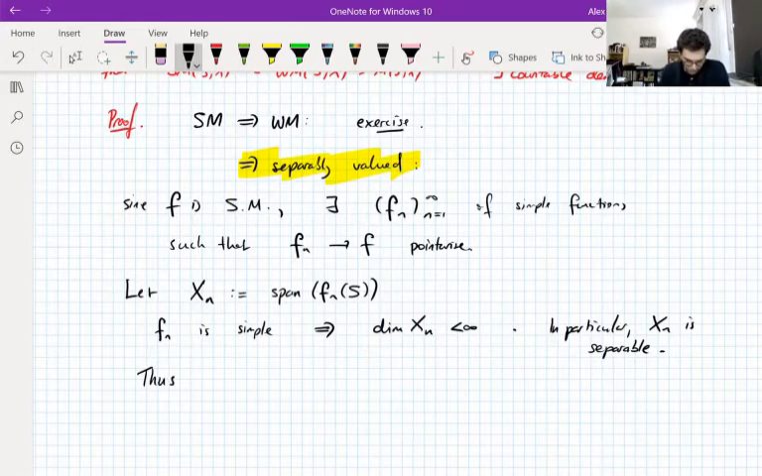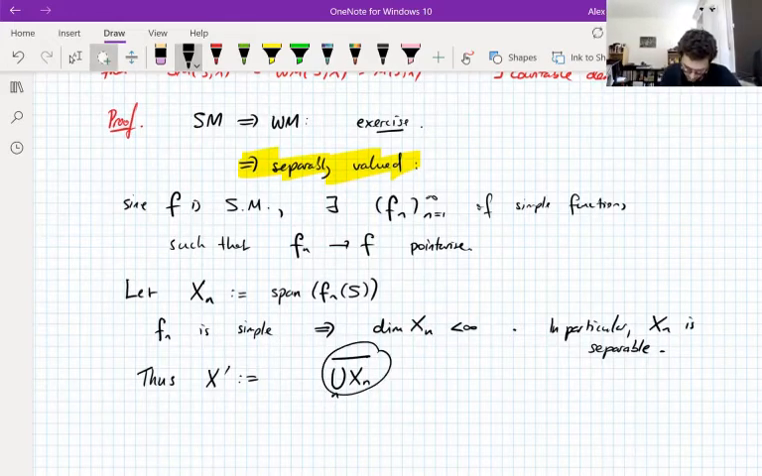So we can combine all of these separable subspaces into a large separable subspace. We call it x prime. We take the union of all of these xn's. Now the union of subspaces is again a subspace, so I don't need to take a span here, and I'll take the closure of that. Let me move this over. Drawing it too far to the right. Ah, my tablet's really misbehaving now.